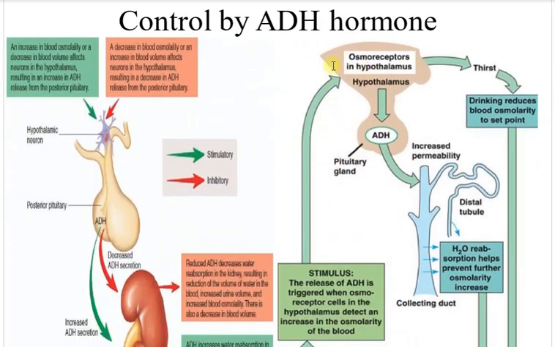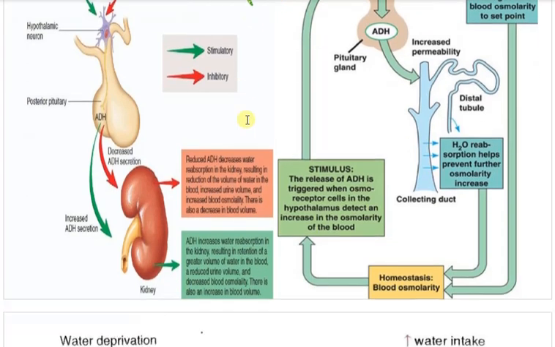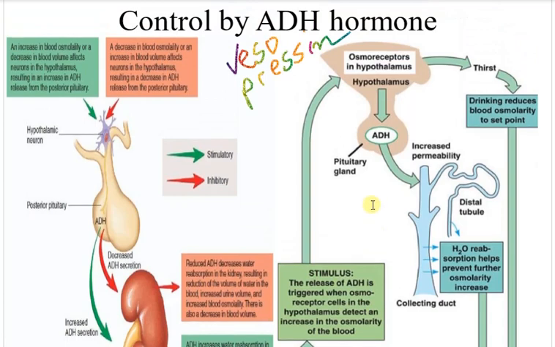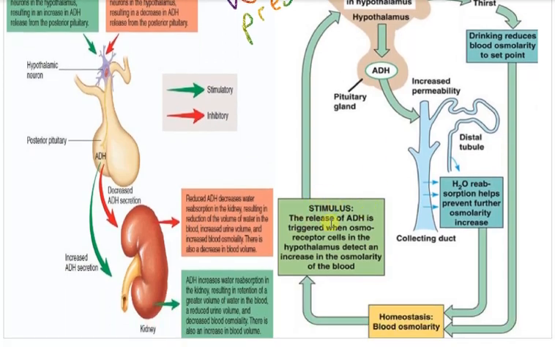So let's go through it. Controlled by ADH. We know ADH, the anti-diuretic hormone. The other name of ADH is vasopressin. Okay, let me write it for you. Vasopressin. So what happens? There is a very beautiful diagram you can see. It's not a diagram actually, but anyway. Look, the stimulus. What is the stimulus?